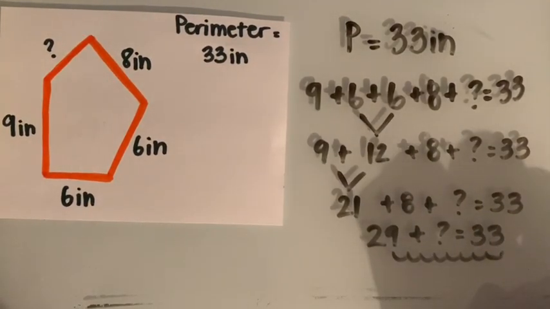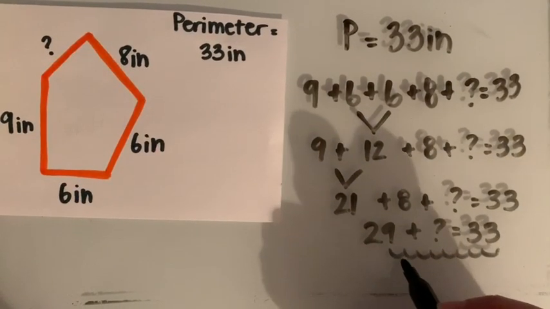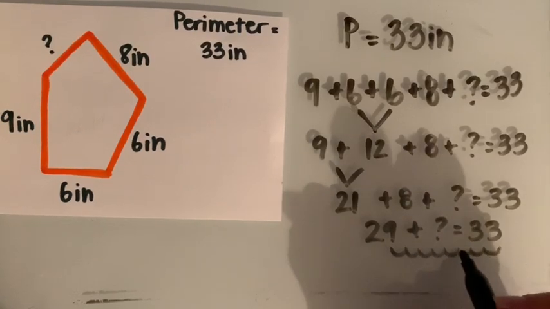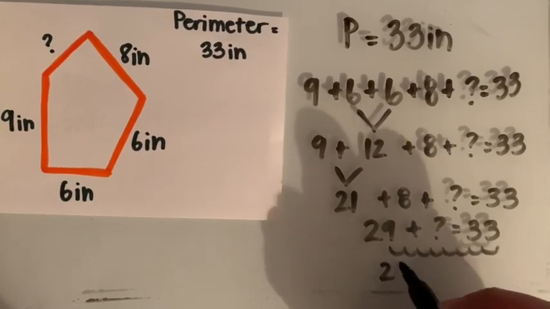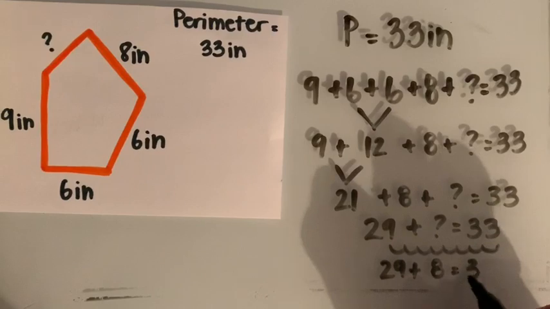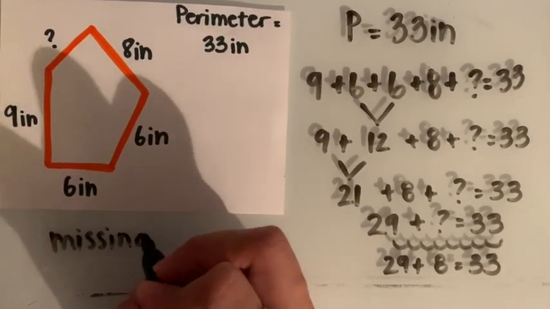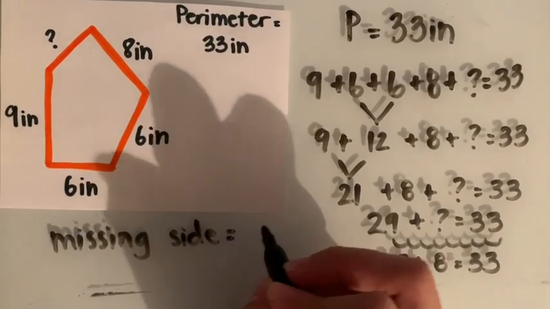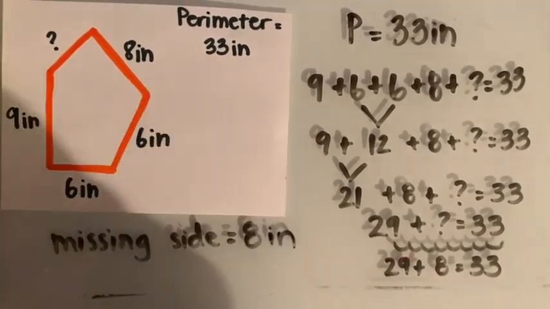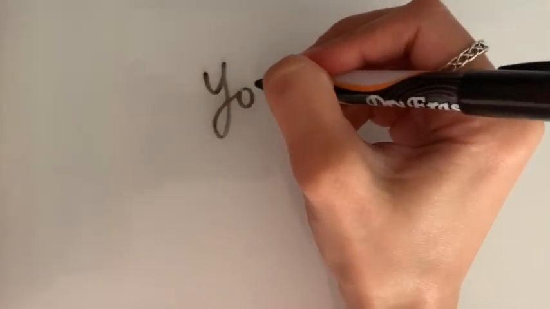So in this example, I counted up from 29 to 33 to find my missing side. So we see that 29 plus 8 is 33. So our missing side is 8. Now we have to be very careful with the problem to see what in fact they're asking.